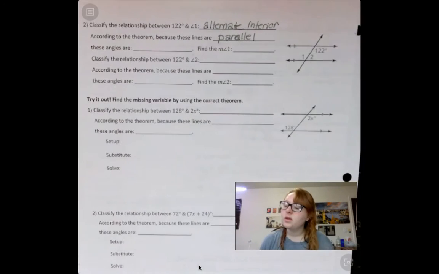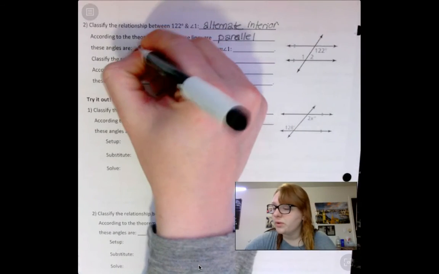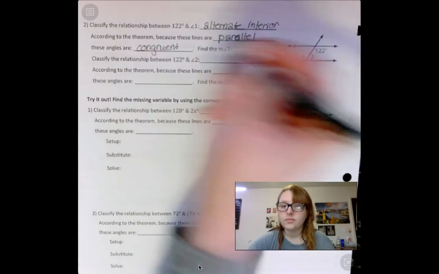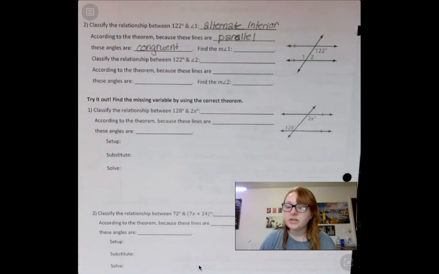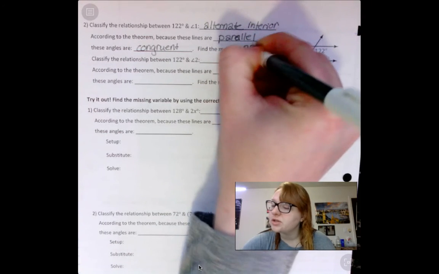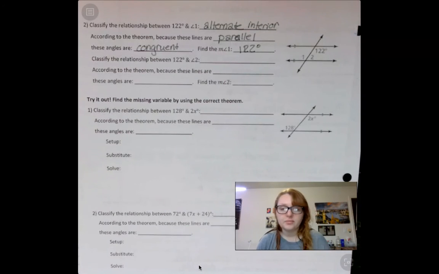There we go. These angles are alternate interior angles, which are congruent. So if 122 and angle 1 are congruent, equal, the same, then the measure of angle 1 is also 122 degrees. Okay.